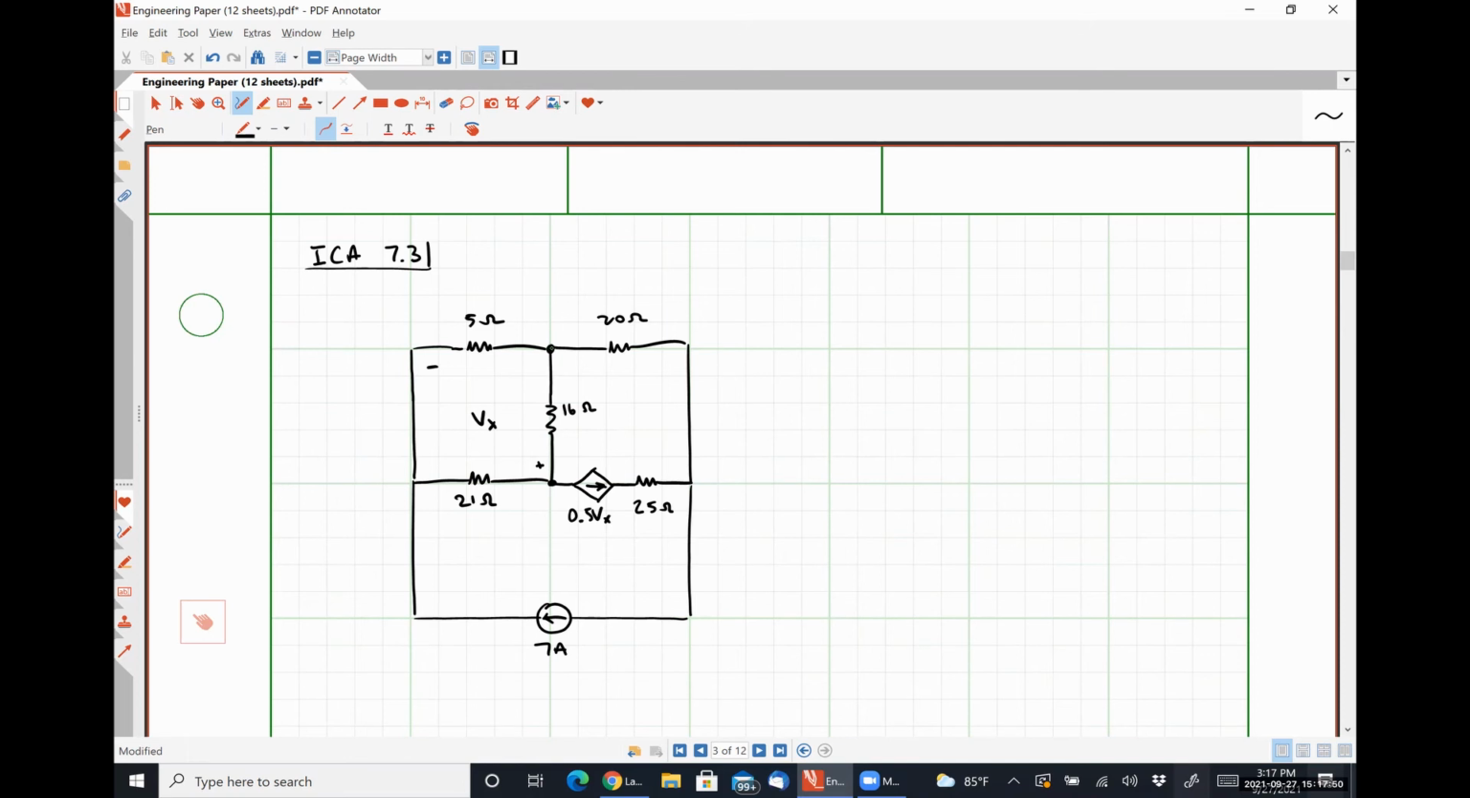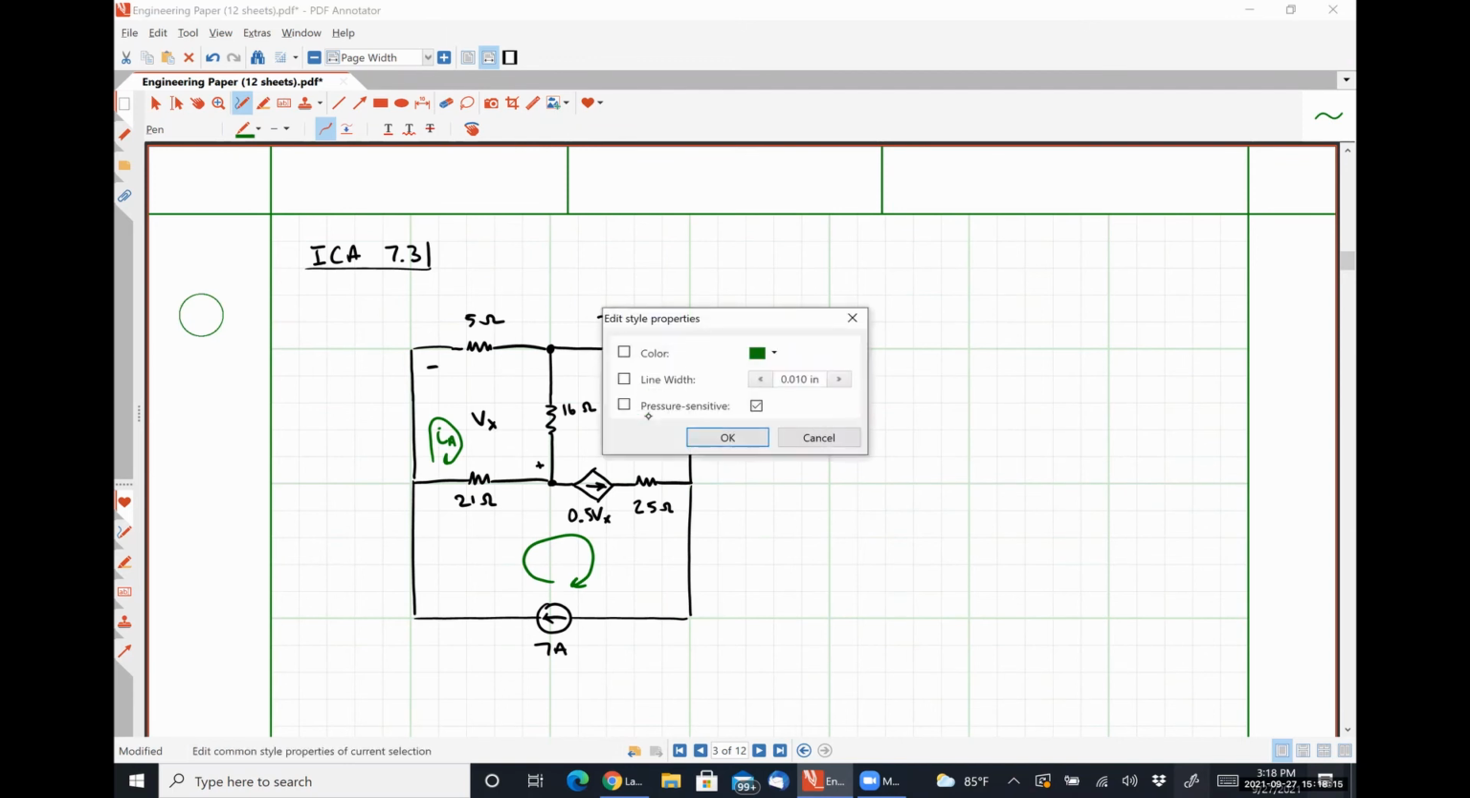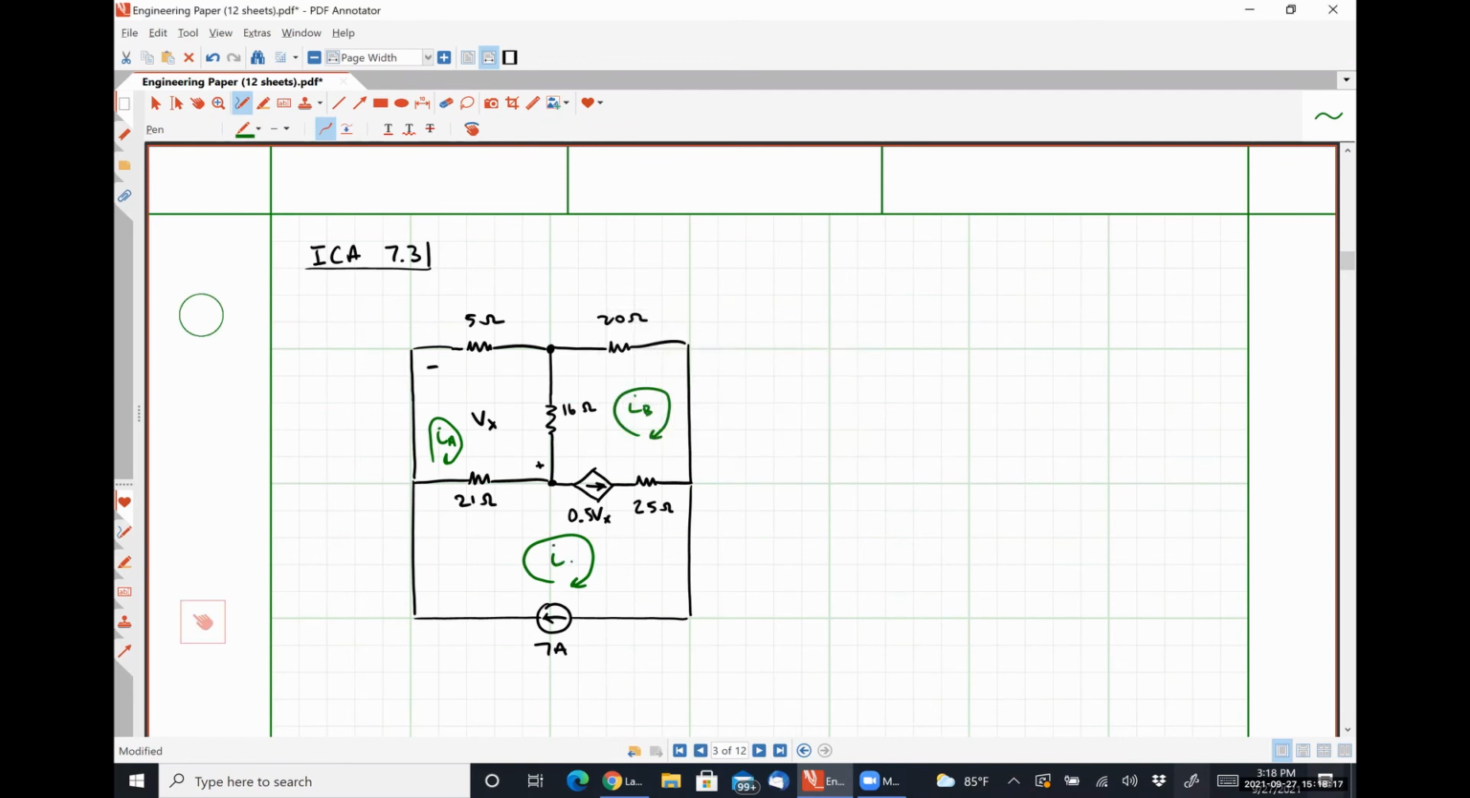All right, so what's the first thing that I should do? Identify my meshes, all right? Now I'm going to label them. So let's call this guy IA, this guy IB, and this guy IC.